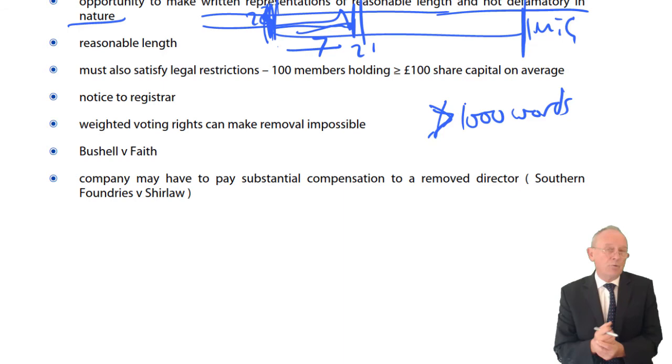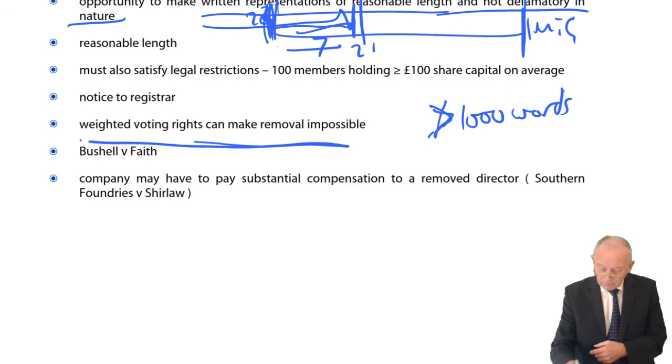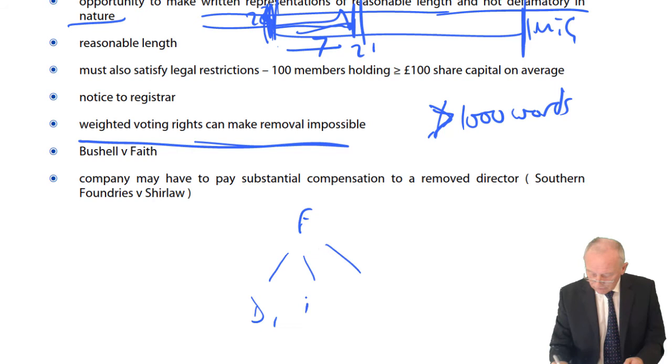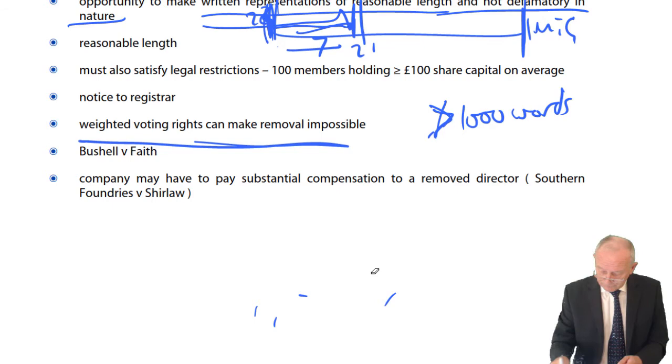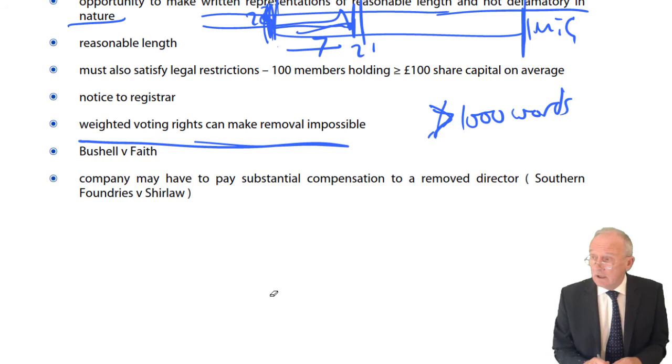Weighted voting rights can make removal impossible. Do you remember father and daughter one, daughter two, and son? And son had weighted voting rights, his 100 shares counted three times the amount. Where any of those directors was proposed to be removed, the affected director had three times the normal voting power. So weighted voting rights can stop nasty dismissals by older sisters. Now the company may have to pay substantial damages. Remember again in the lecture on alteration of articles, the company may be faced with having to pay substantial damages for breach of contract.